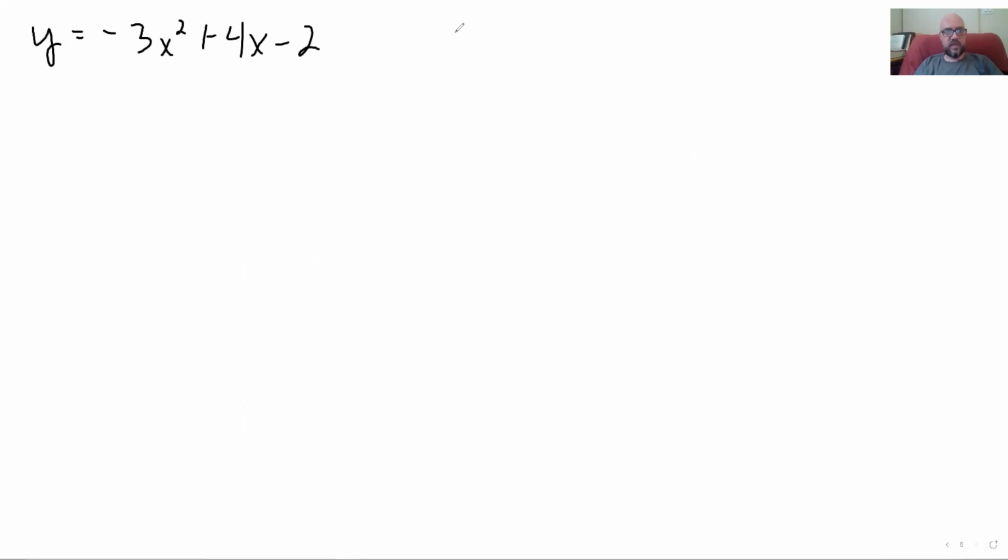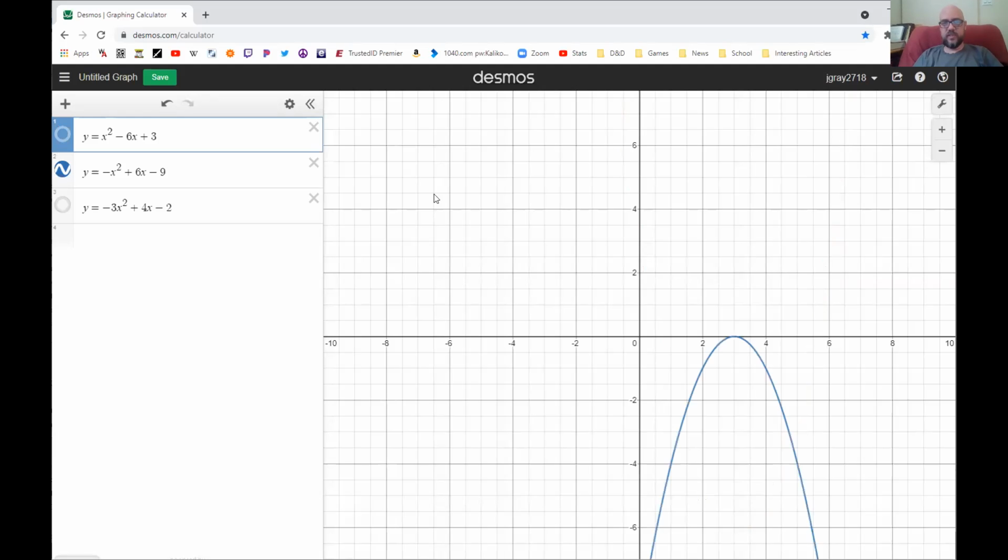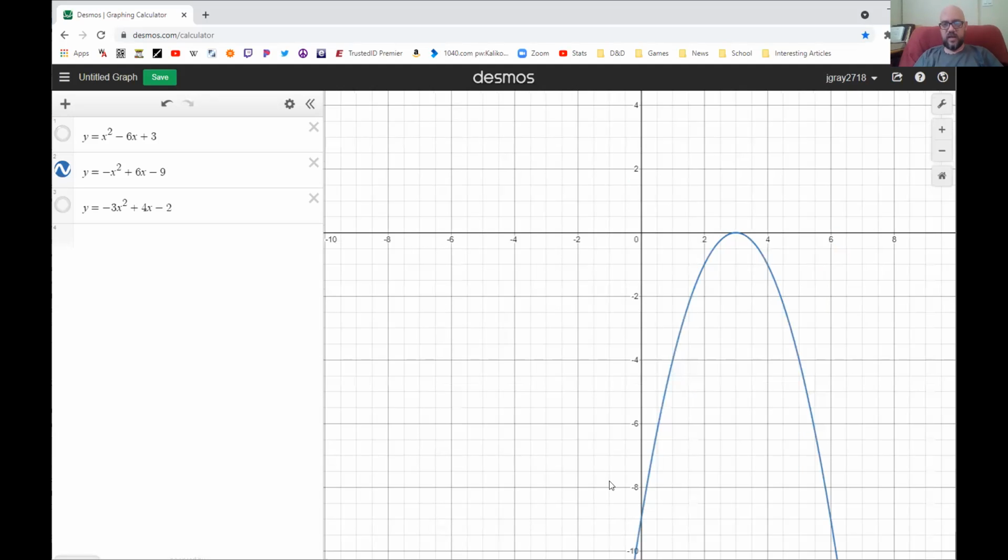Actually, before I do that one, let's pop over to Desmos. I'm feeling good about this graph, but let's see what it looks like. Desmos agrees. Fantastic. Just like I had it, y-intercept minus 9. Right here at 3, 0 is both the vertex and the x-intercept, and we're good to go. Fantastic. Let's go look at this guy right here.